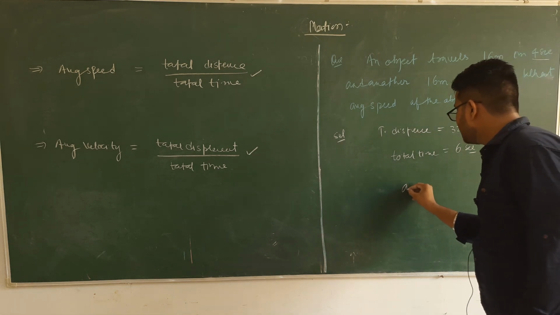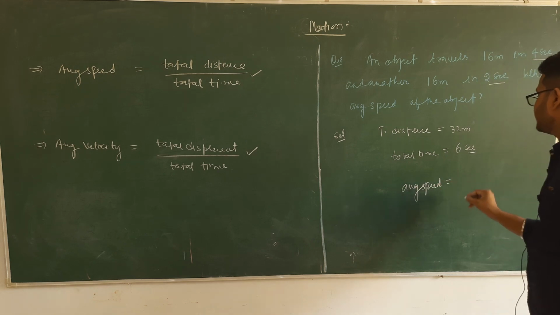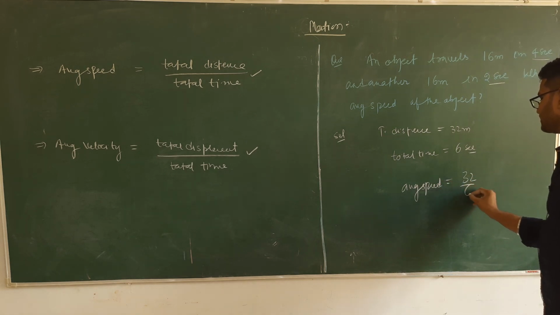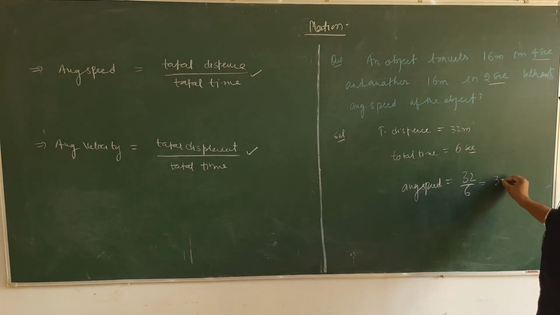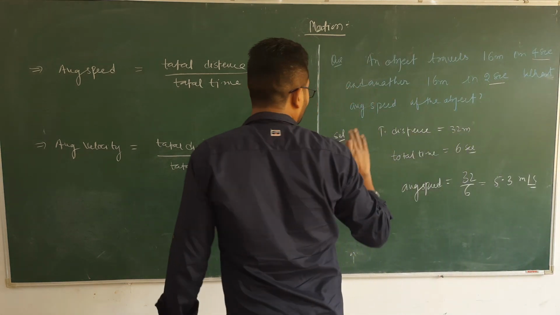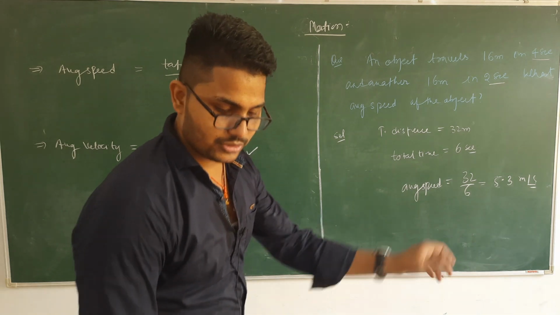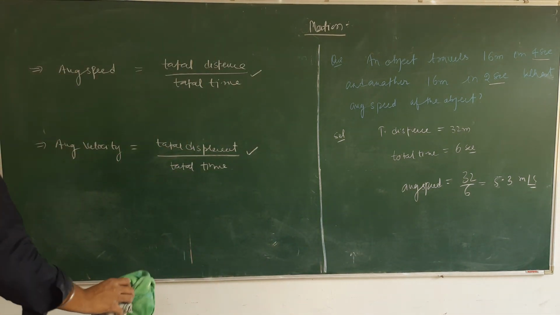So average speed is total distance 32 over total time 6. So here it is 5.3 meter per second. So this type of question we can solve by this formula. Okay, take another type of question.